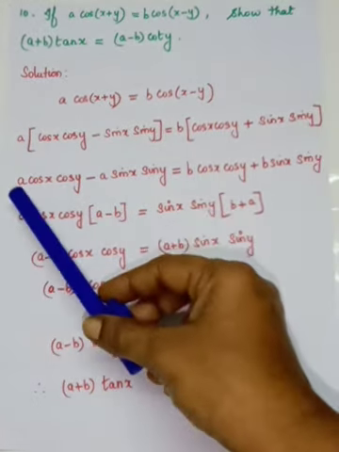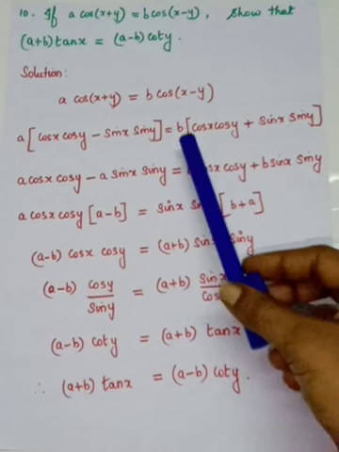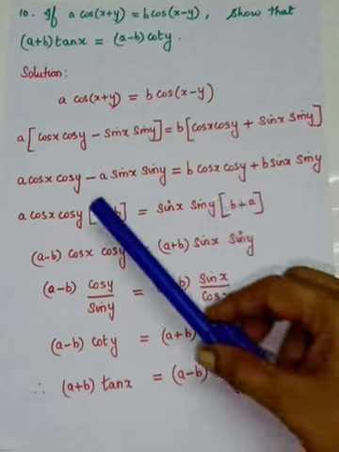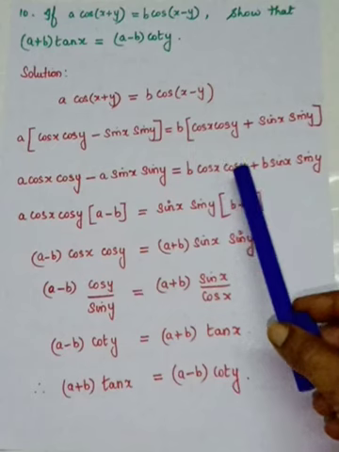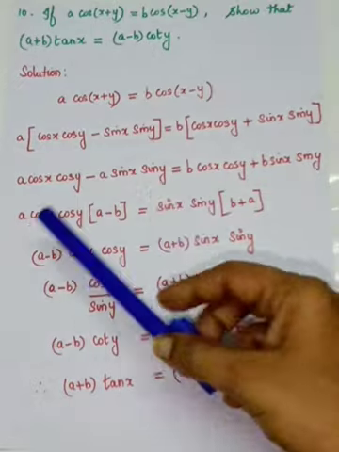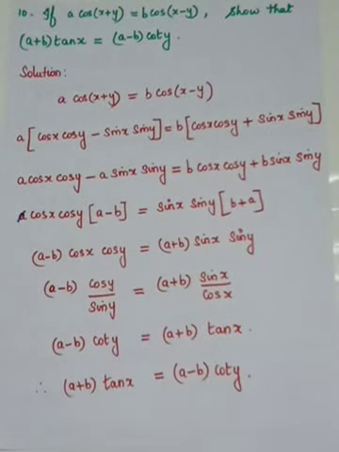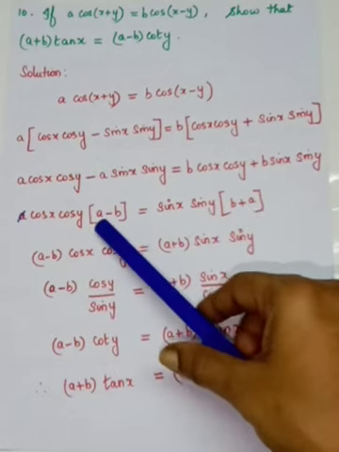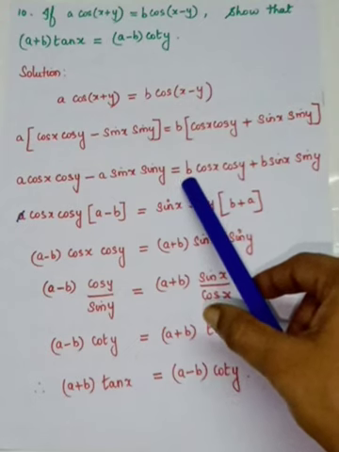And this a has to be multiplied: a cos x cos y minus a sin x sin y, which is equal to b cos x cos y plus b sin x sin y. See that here cos x cos y, and here also cos x cos y is common. Both on the left side as well as the right side, you are having the term. So I am going to take cos x cos y out. On the left side you are having a, and on the right side you are having the term with the coefficient b.